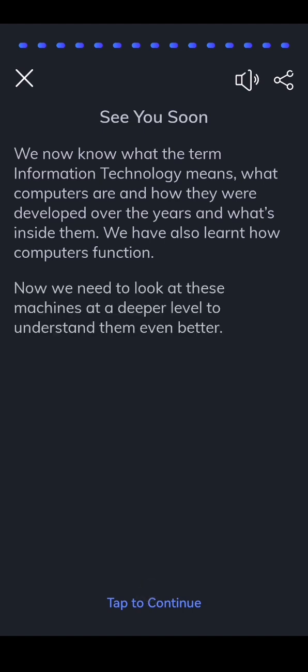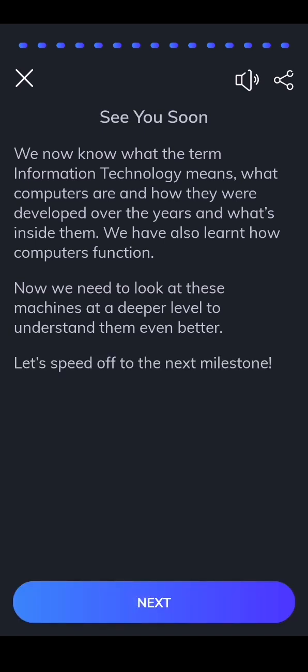Now we need to look at these machines at a deeper level to understand them even better. Let's speed off to the next milestone.